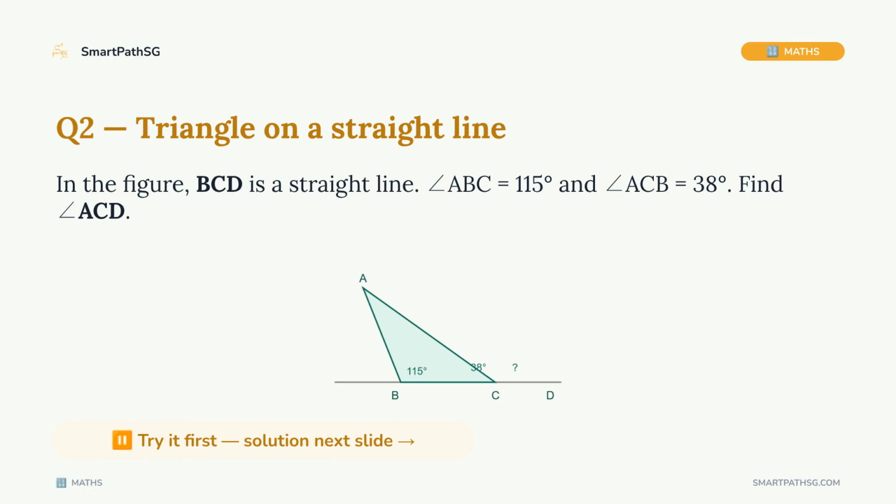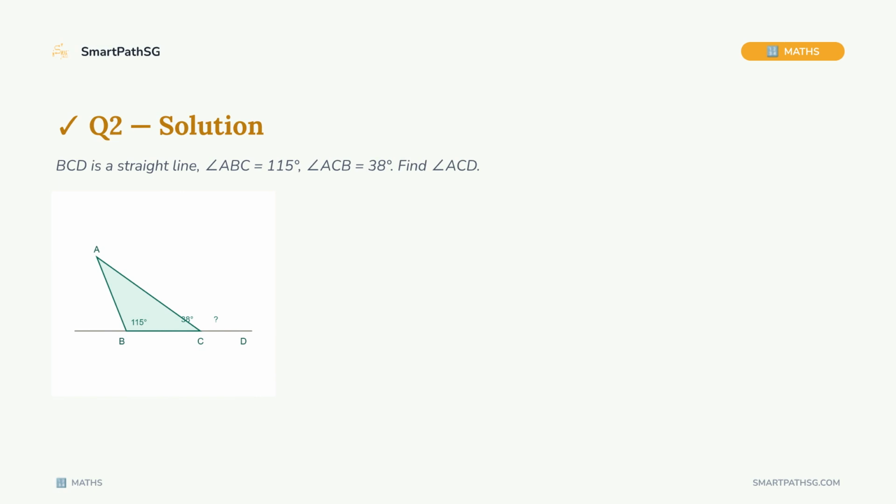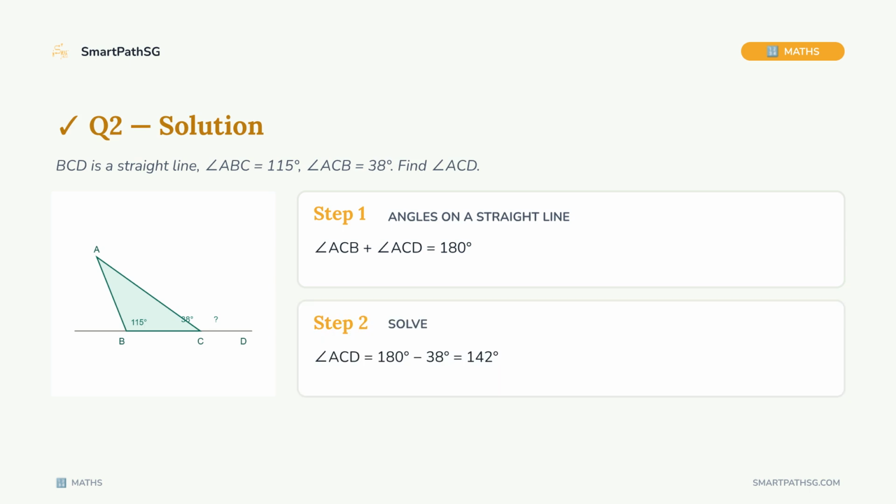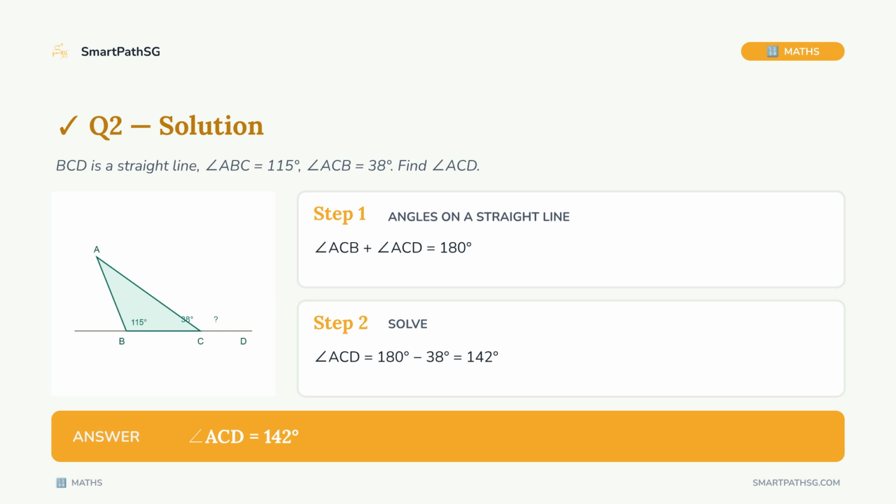Question 2. BCD is a straight line. Angle ABC is 115 degrees, and angle ACB is 38 degrees. Find angle ACD. Angle ACB and angle ACD sit on a straight line, so they add to 180 degrees. That means ACD is 180 minus 38, which is 142 degrees. Done. One step. You can also find angle BAC first.